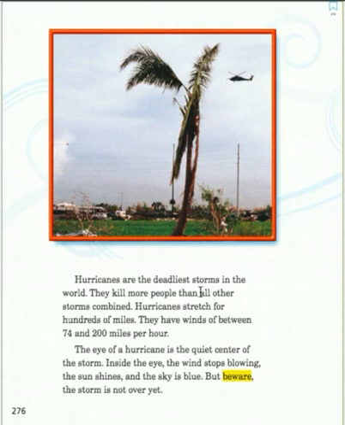Hurricanes are the deadliest storms in the world. They kill more people than all other storms combined. Hurricanes stretch for hundreds of miles. They have winds of between 74 and 200 miles per hour. The eye of a hurricane is the quiet center of the storm. Inside the eye, the wind stops blowing. The sun shines and the sky is blue, but beware, the storm is not over yet.